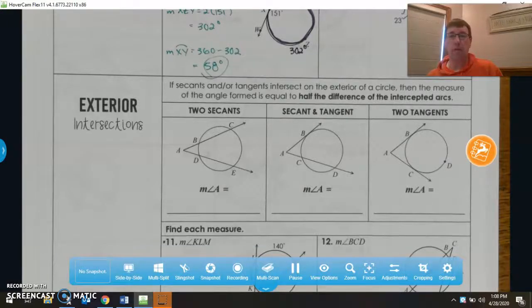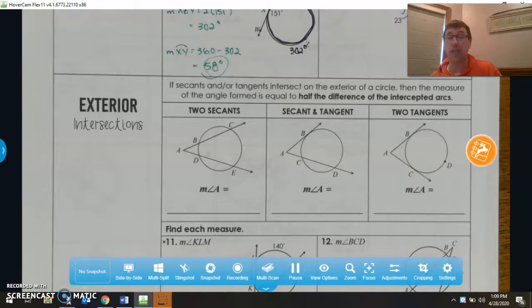Good morning, everybody. Yesterday in our video, we talked about when two chords intersect inside a circle, or if a secant and a tangent intersect on a circle, and what kind of angles they make. Today, we're going to talk about what happens if secants and/or tangents intersect on the exterior of a circle. So we're going to talk about when two secants intersect, a secant and a tangent intersect, and if two tangents intersect.